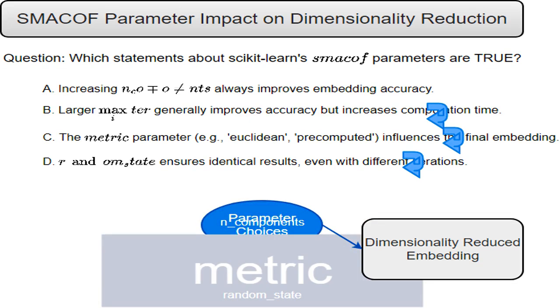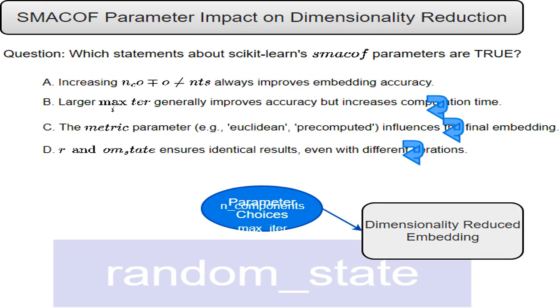This parameter specifies the distance metric used by smacof to calculate the dissimilarities between data points. For example, Euclidean, for Euclidean distance, or precomputed, if you're providing your own dissimilarity matrix. This parameter controls the random number generator for reproducibility. Using the same random_state value ensures that you'll get the same results each time you run your code, given the same input data and other settings.